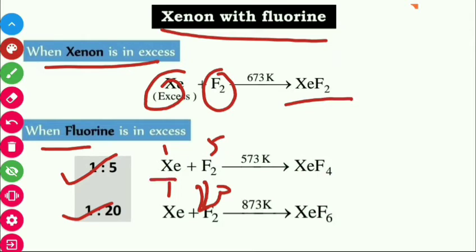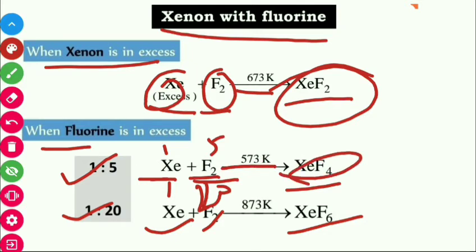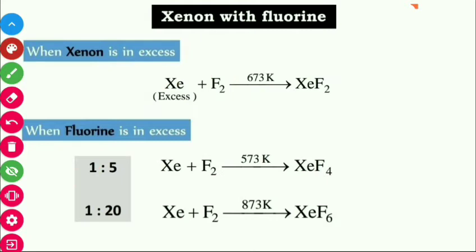When xenon is 1 and fluorine is 5, it forms XeF4. When xenon is 1 and fluorine is 20, it forms XeF6. Another way: when xenon reacts with fluorine at 673 Kelvin, it forms XeF2. When xenon reacts with fluorine at 573 Kelvin, it forms XeF4. And when xenon reacts with fluorine at 873 Kelvin, it forms XeF6.